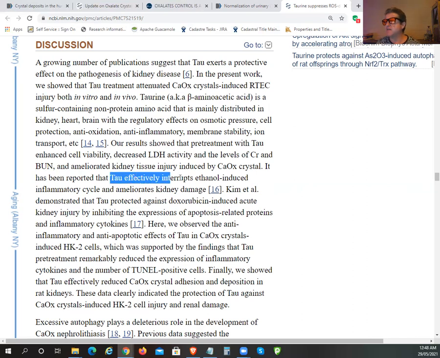And taurine effectively interrupts the ethanol-induced inflammatory cycle and ameliorates kidney damage. Yes, I know. It's not a license to go and booze and then take more taurine that protects kidneys and liver and all that. Yes, I occasionally have been known to do something like that. But if you do it constantly, it's not going to help that much. Occasionally, yes, but not constantly, you drunks that follow me.